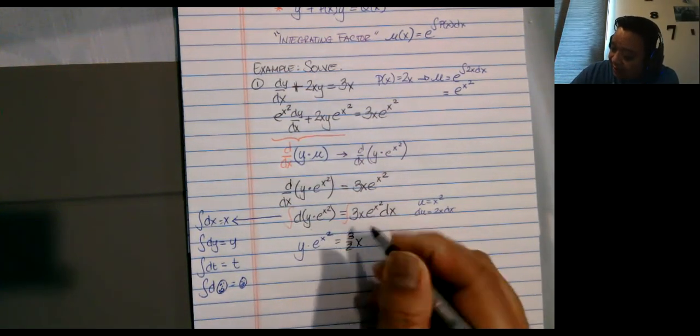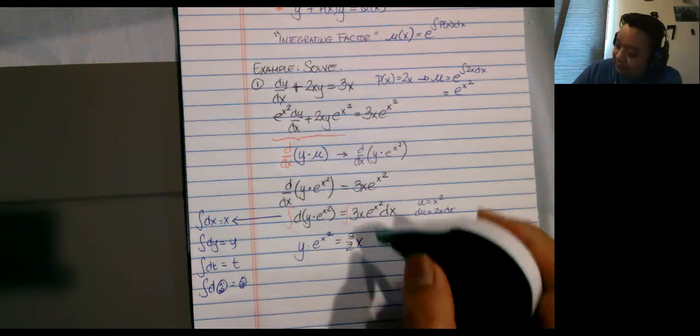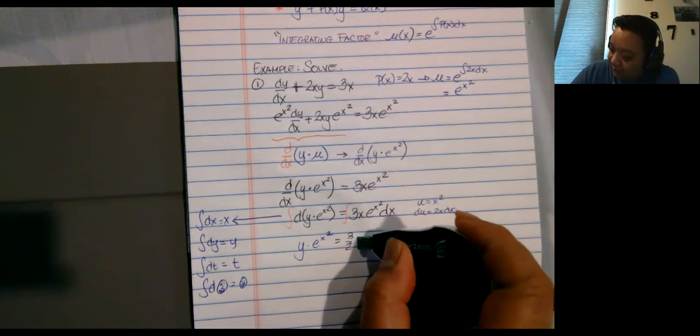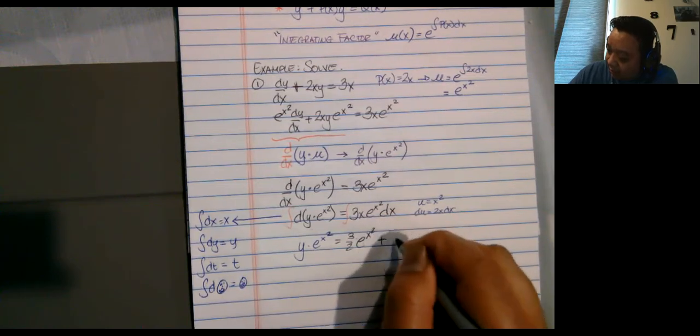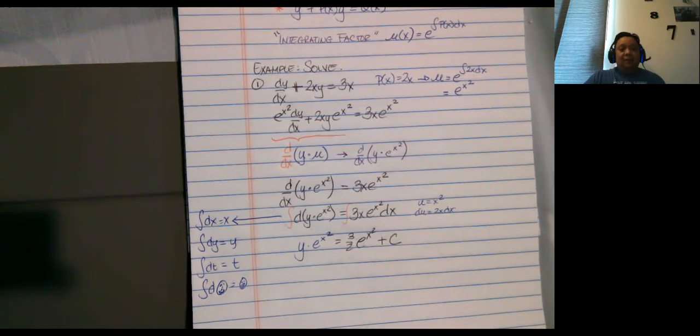3 halves. Oops, the x is gone because that's part of your substitution. e to the x squared plus c. Questions?